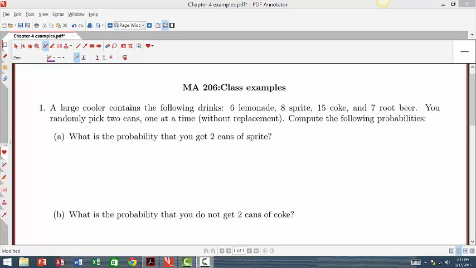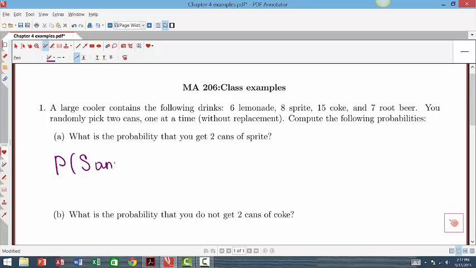We have a large cooler that contains different flavors of drinks: 6 lemonade, 8 Sprite, 15 Coke, and 7 root beer. We're asked to compute the probabilities of these different events. The first one says, what is the probability that you get 2 cans of Sprite? So I'm asked to find the probability that I get Sprite on the first try and Sprite on the second.